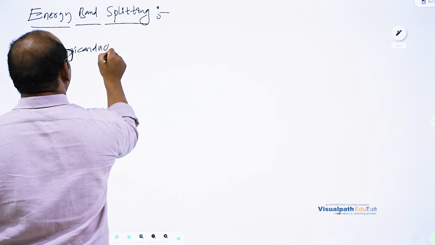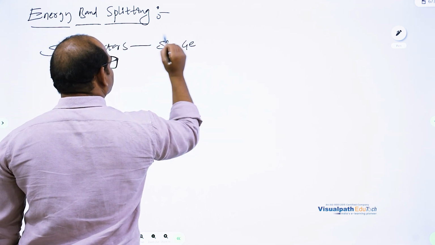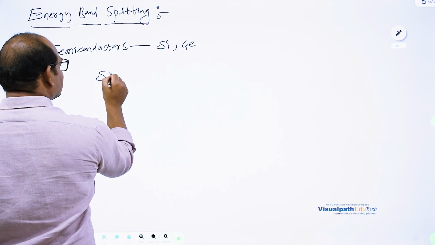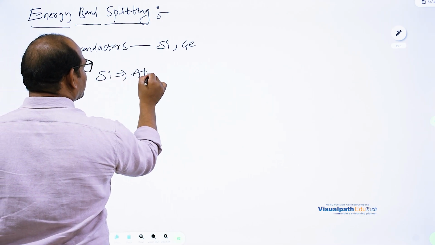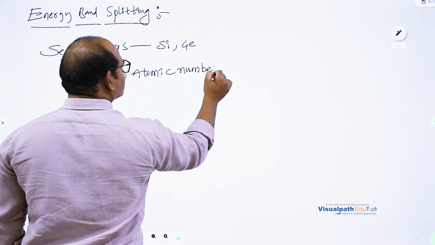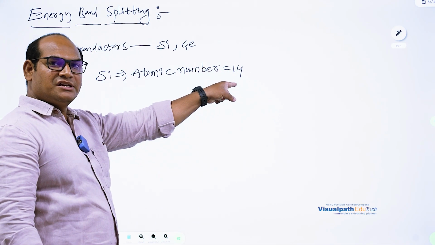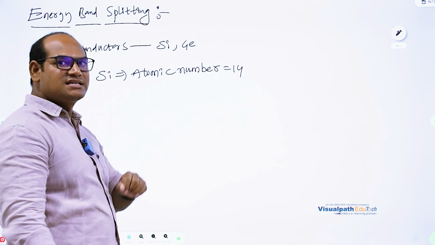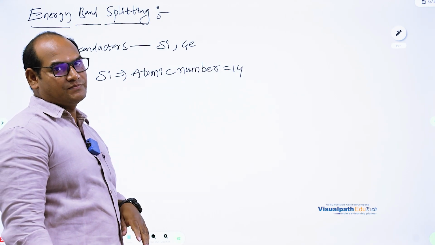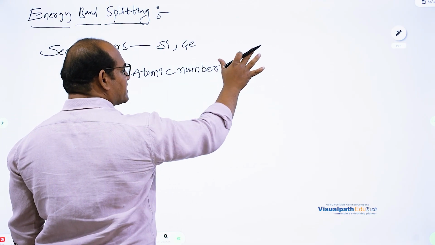Semiconductors like silicon or germanium. So, when you take silicon, its atomic number is 14. If you know this information, you can tell certain things regarding the silicon atom. One silicon atom I am talking.